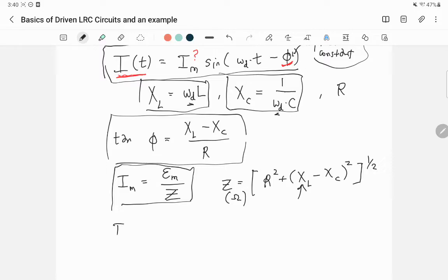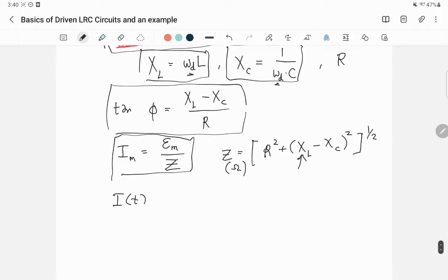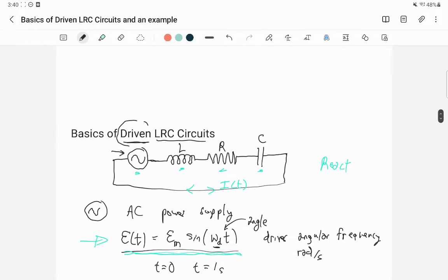And now you can completely write down the current in the circuit. As soon as you do this, you kind of know everything about your circuit, or at least you have the backbone piece of information, and anything you might want to know about your LRC circuit probably has something to do with I of t. What's going on at the inductor depends on I of t. What's going on in the resistor depends on I of t.